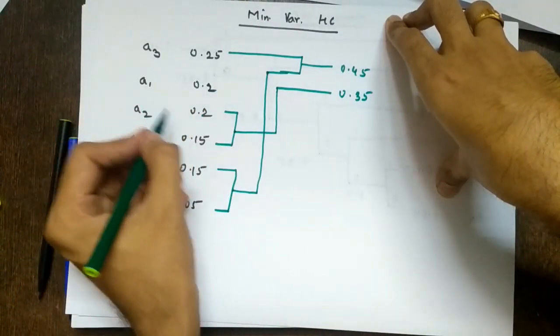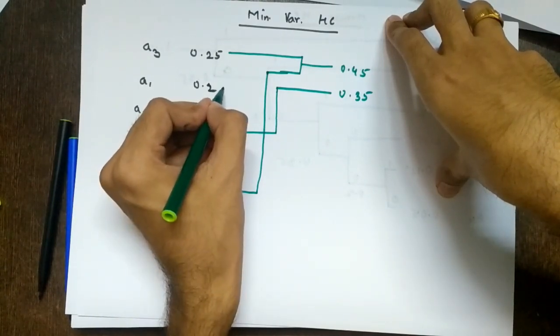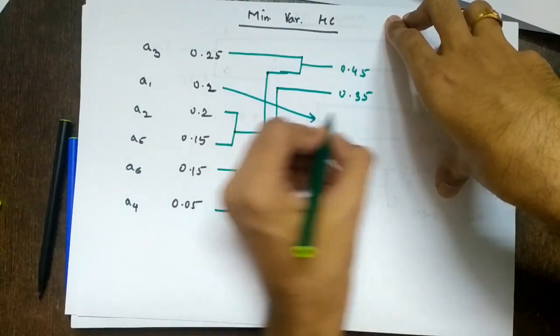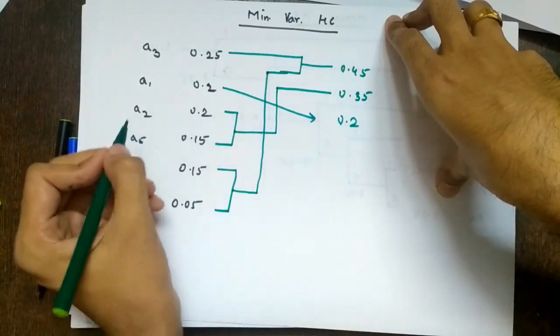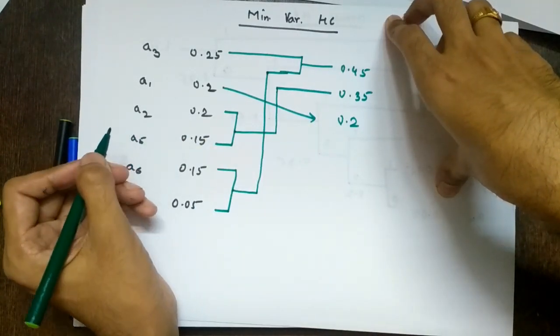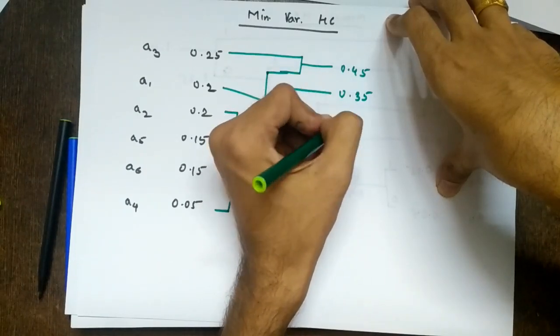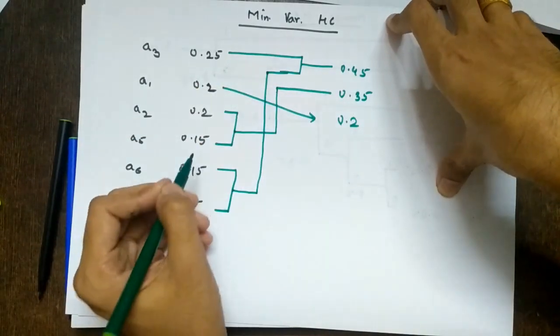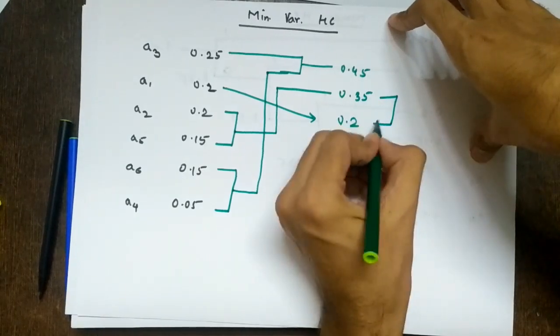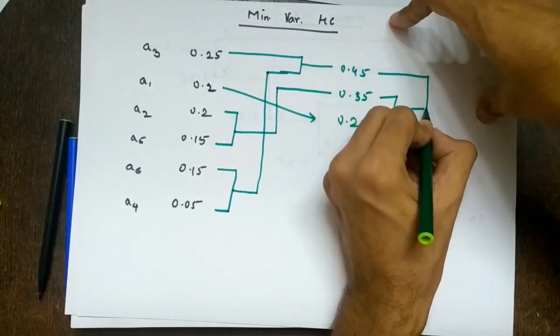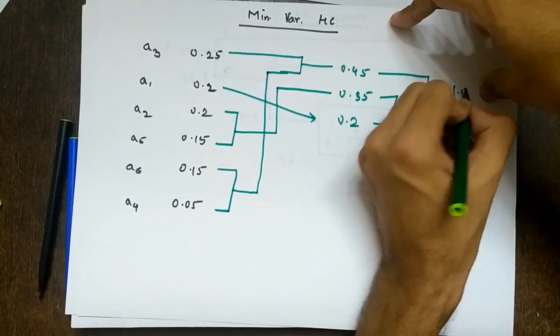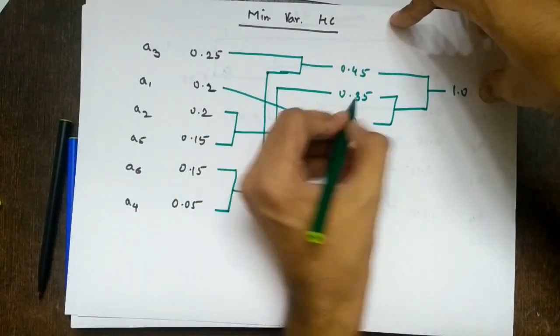Then what is remaining? 0.5. You can take it here with the help of an arrow. So this is 0.2. Is anything else remaining? No. If you are confused, you can add 0.7, 0.8, 0.2 is 1.0. So we are correct. Then add this 2, then we'll add this 2. So 1.0. This is 0.55.